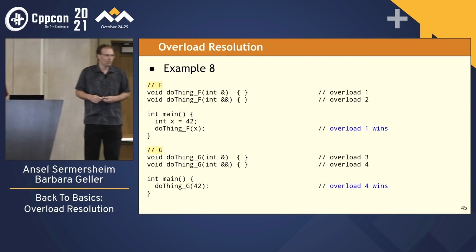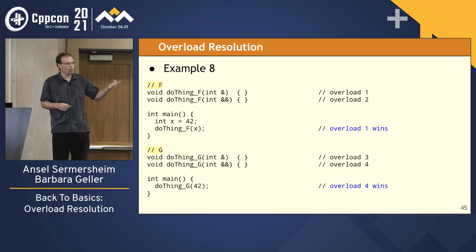So in this example, for F, overload 1 wins because it is not valid to bind an L value to an R value reference. For the second example, do thing G, overload 4 wins for the exact reverse reason. It's not valid to bind an R value to an L value reference candidate. If you understand this, you understand most of what you're dealing with when doing move semantics in C++11 or later. Question? To ensure, you said not valid, not ranked lower.